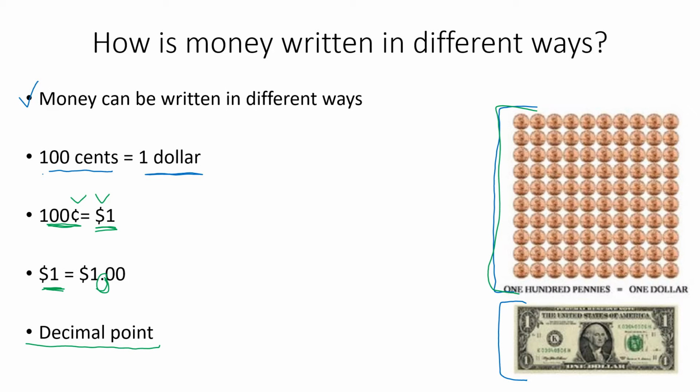When we look at writing money, let's say we have $2.25. To write that, you first write the dollar symbol and you write the whole. How many whole dollars is what goes on the left side of the decimal point. Then you write the decimal point.